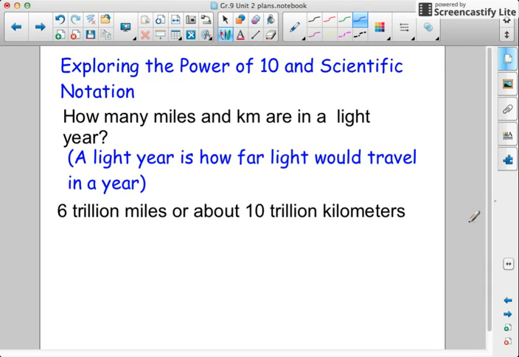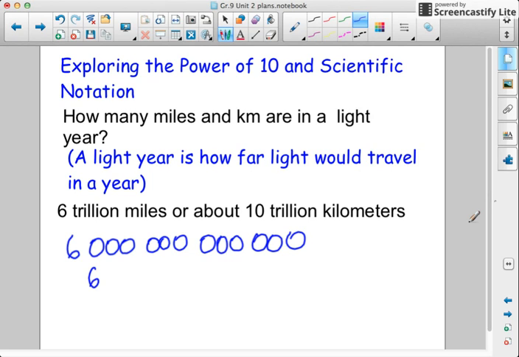Okay, this is often used in science using scientific notation. So we could ask something like, how many miles and kilometers are in a light year? A light year is how far light would travel in a year. So if it was 6 trillion miles, okay, we would get how many zeros here? So that's 1,000, million, billion, trillion. So you have 3, 6, 9, 12 zeros. So this becomes 6 times 10 to the exponent 12 miles.